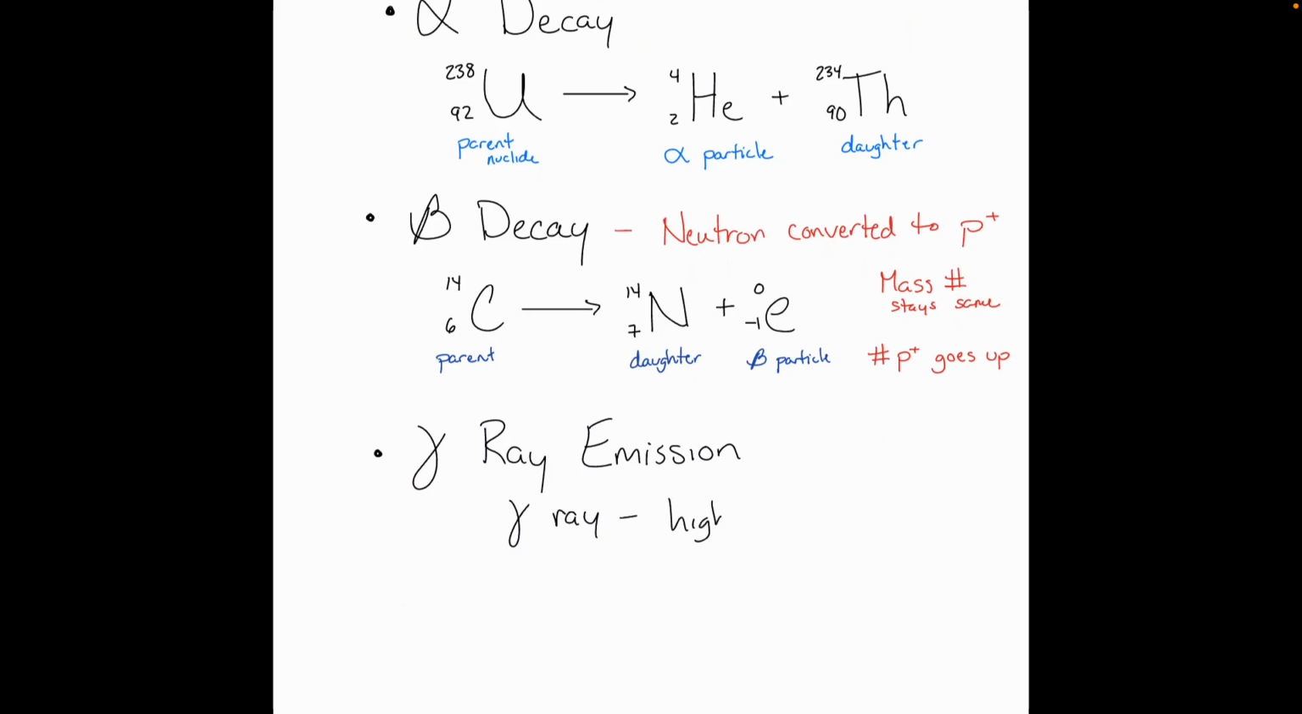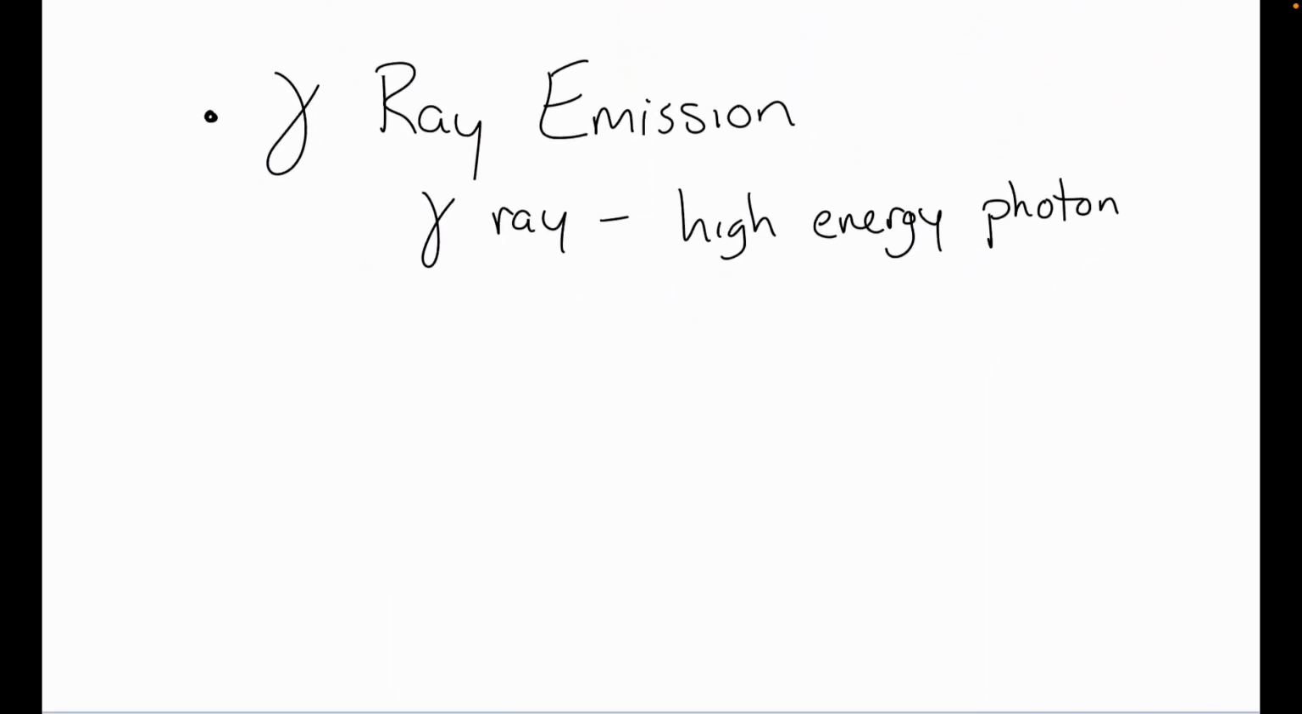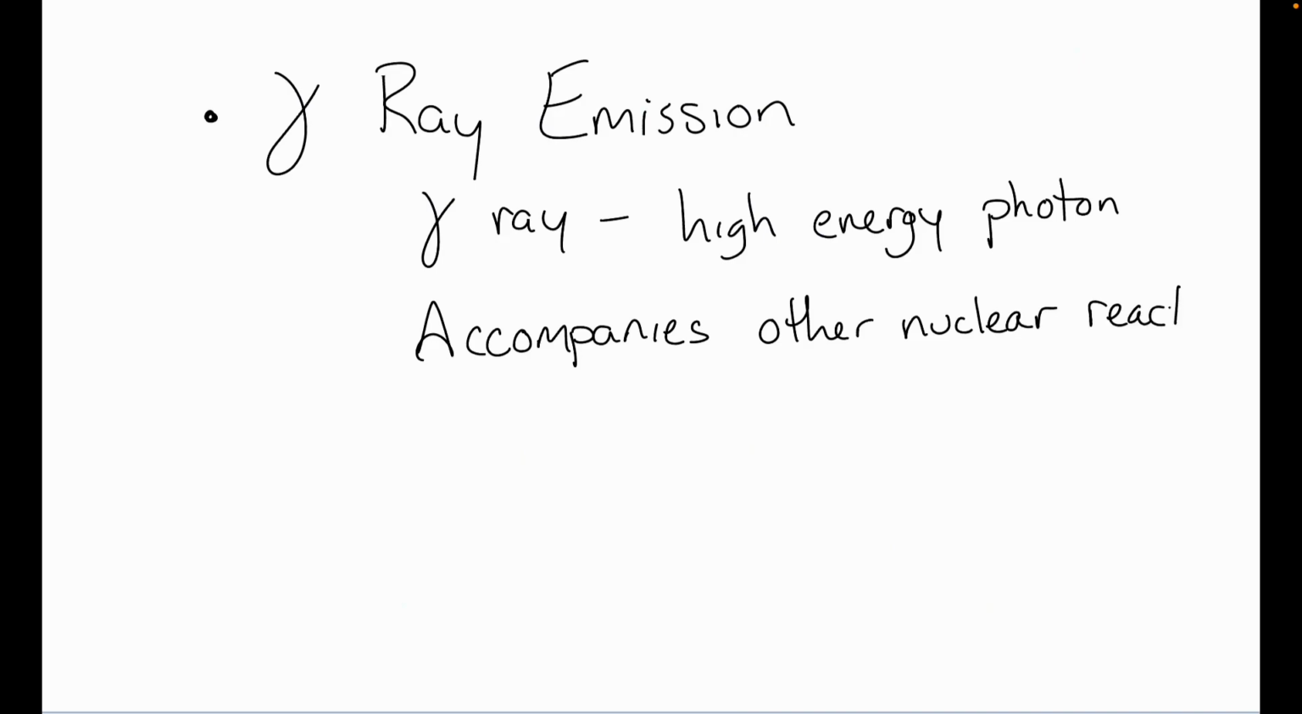So a gamma ray is a high energy photon. Not something you want to be in the way of. All right, very, very bad for you, can penetrate easily and way too high energy. This accompanies other nuclear reactions. So these alpha and beta decays that we've talked about before, quite often they're also paired with a gamma ray emission.